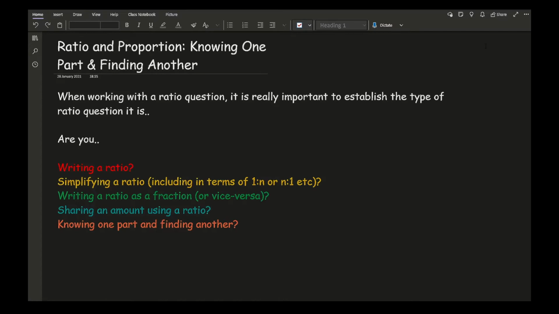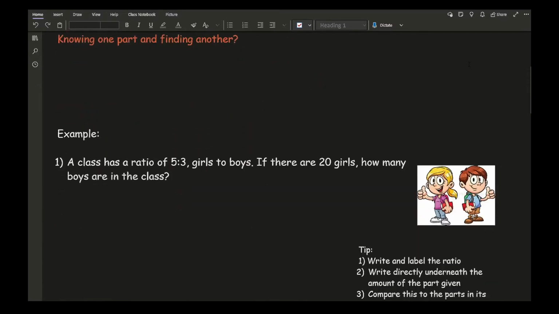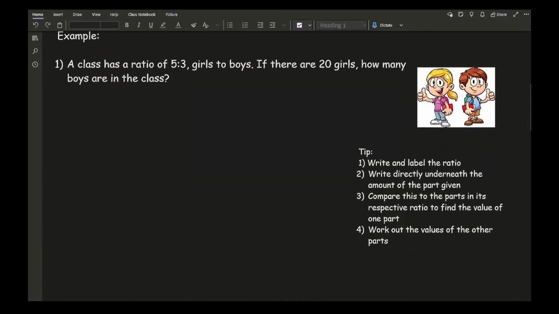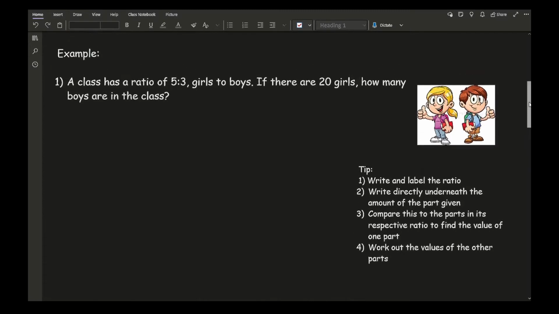So it's really important that you establish what type of question it is simply by reading the question carefully and looking out for such keywords. What we're going to do in this video is look at when you're given the value of one part and you're trying to find the value of another, or the total. So let's have a look at a particular example just to get started.